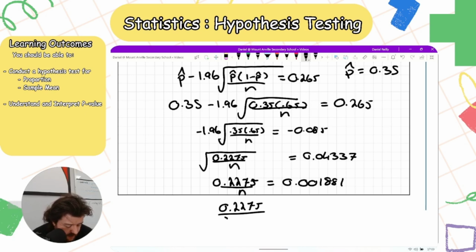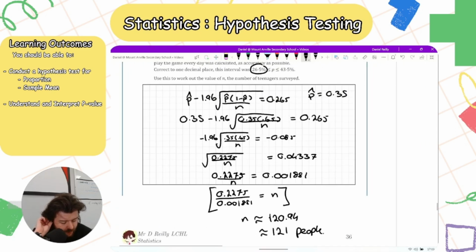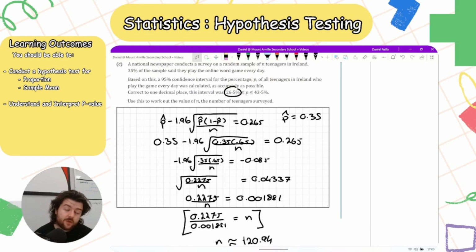So 0.2275 divided by 0.001881 is equal to n. That's kind of cross multiplied. Put that in a calculator. We get 0.2275 divided by 0.001881. Now I'm going to roughly get n approximately equal to 120.94, which is roughly equal to 121. So 121 people were surveyed.